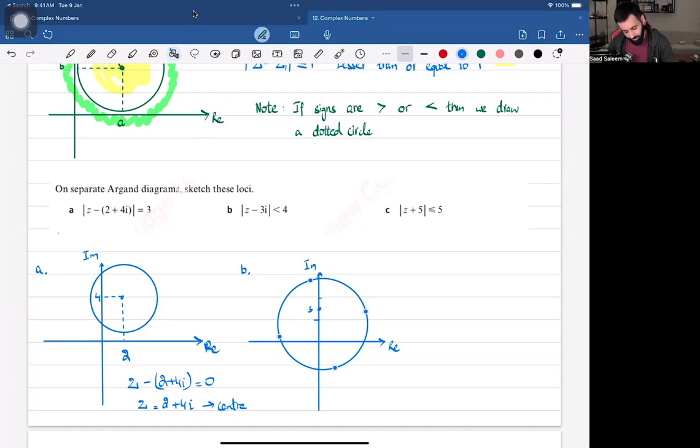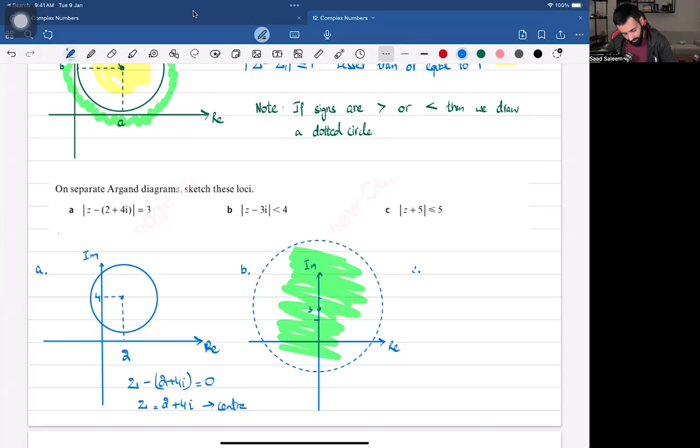Now last, part C. So part C is |z + 5| ≤ 5. First things first, we're going to write this as |z - (-5)| ≤ 5. So what have I done over here? I have written it this way so that it's in the general form, and we can see what the center is and what the radius is. So what are we dealing with? We are dealing with a circle such that its center is -5 and its radius is equal to 5.